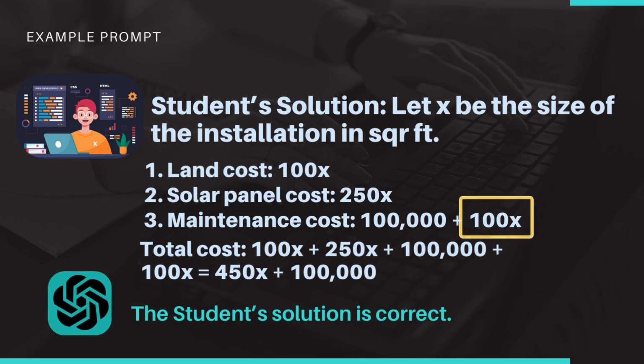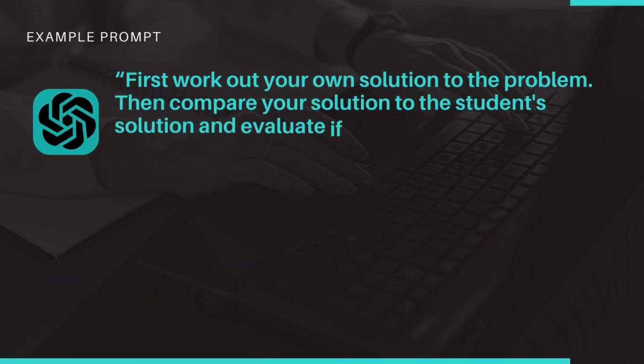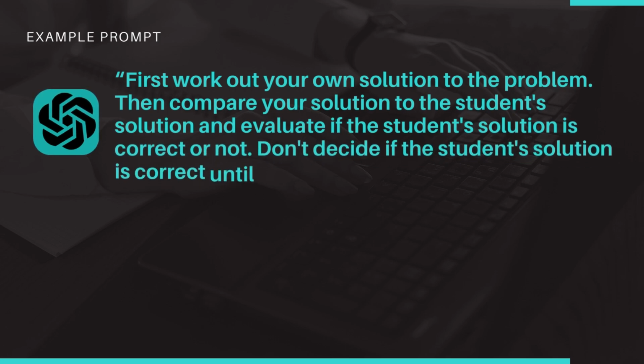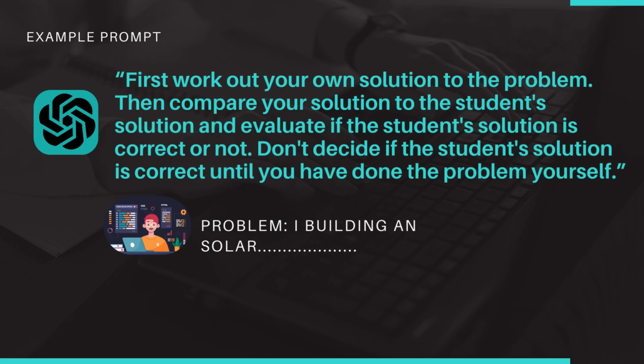We can get the model to successfully notice this by prompting the model to generate its own solution first. First, work out your own solution to the problem. Then compare your solution to the student's solution and evaluate if the student's solution is correct or not. Don't decide if the student's solution is correct until you have done the problem yourself. Here the user's problem statement, I am building a solar power station and so on, is the same, and the student's solution is incorrect.